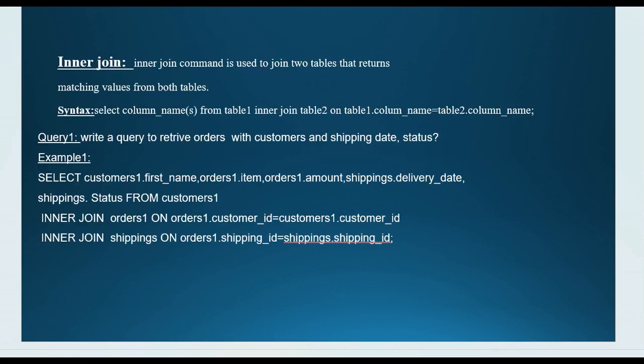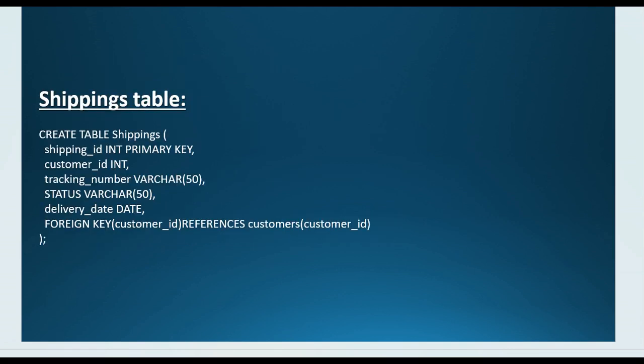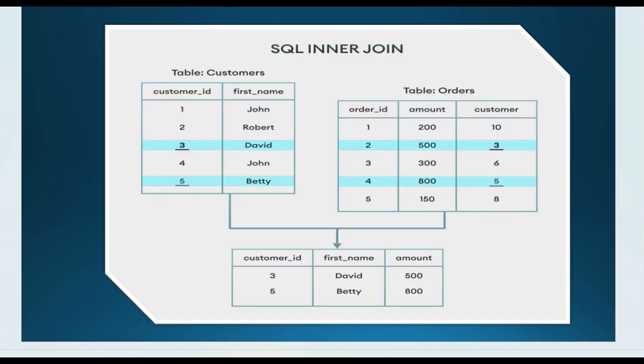The first one is the inner join. The inner join command is used to join two tables. When we use the inner join, it returns only matching values from both tables. Here the customer table has customers 1, 2, 3, 4, 5 and the order table has 5 orders. The final output is that the third person, David, and the fifth person, Betty, have ordered some items.